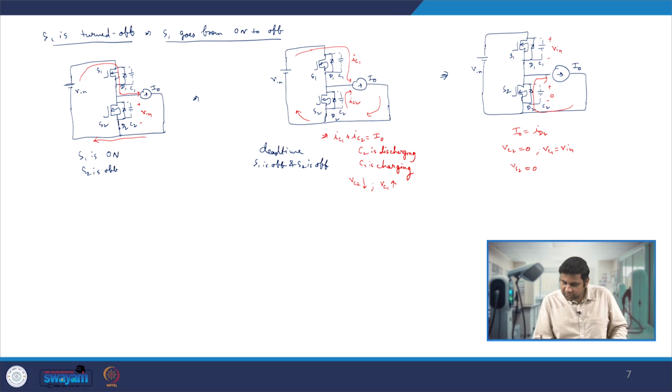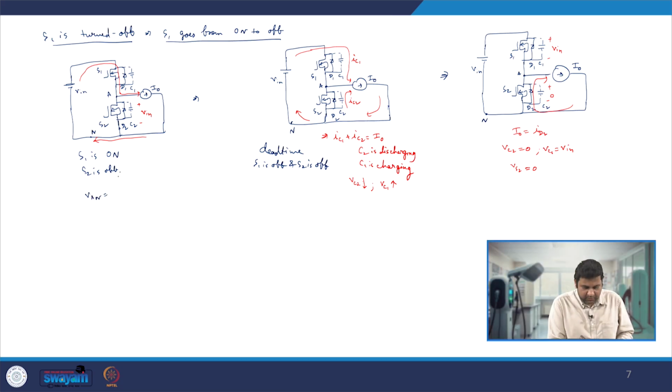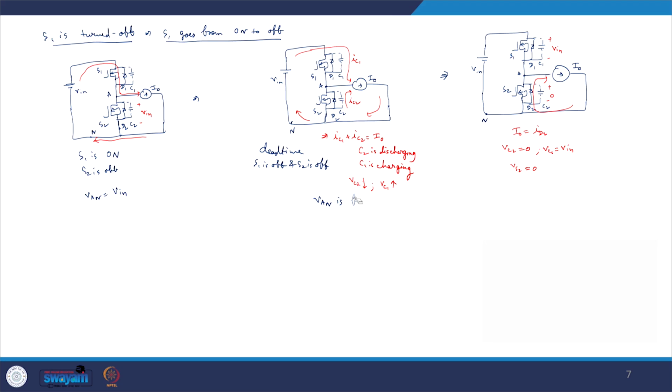So now at this point we can also say one more thing here. Since this I naught current is there, if I write the VAN voltage, in this case, since S1 was on, it is nothing but V in. Here the VAN voltage is reducing with Vc2, and here VAN is actually 0.